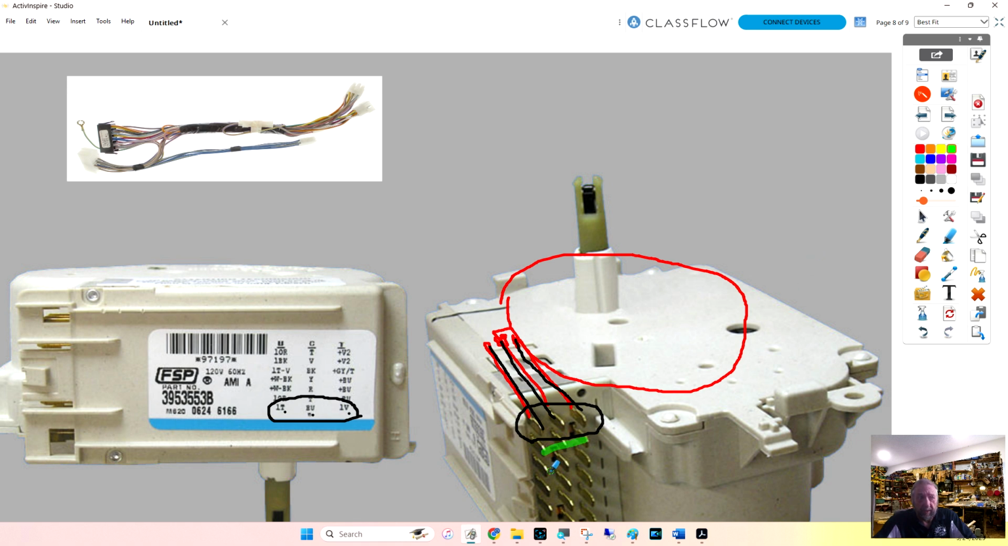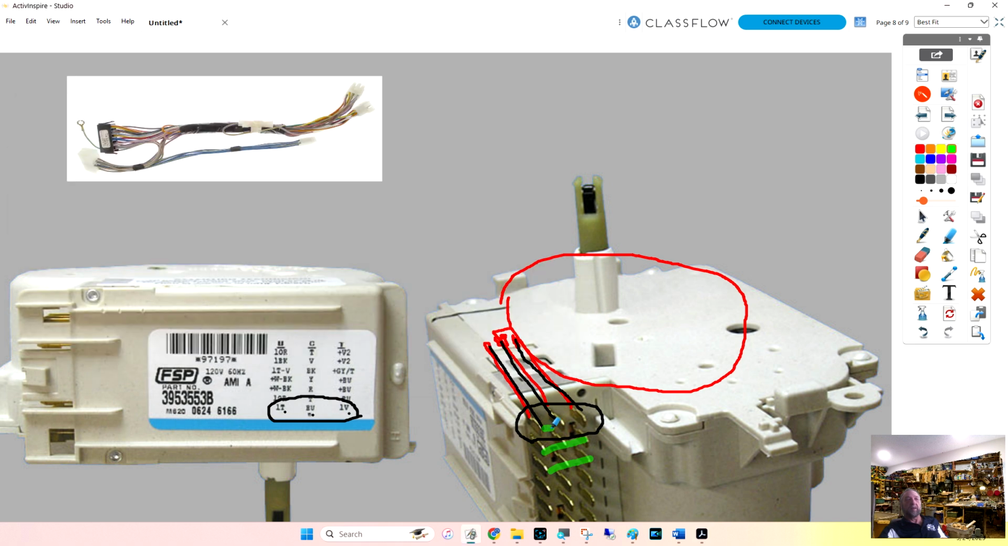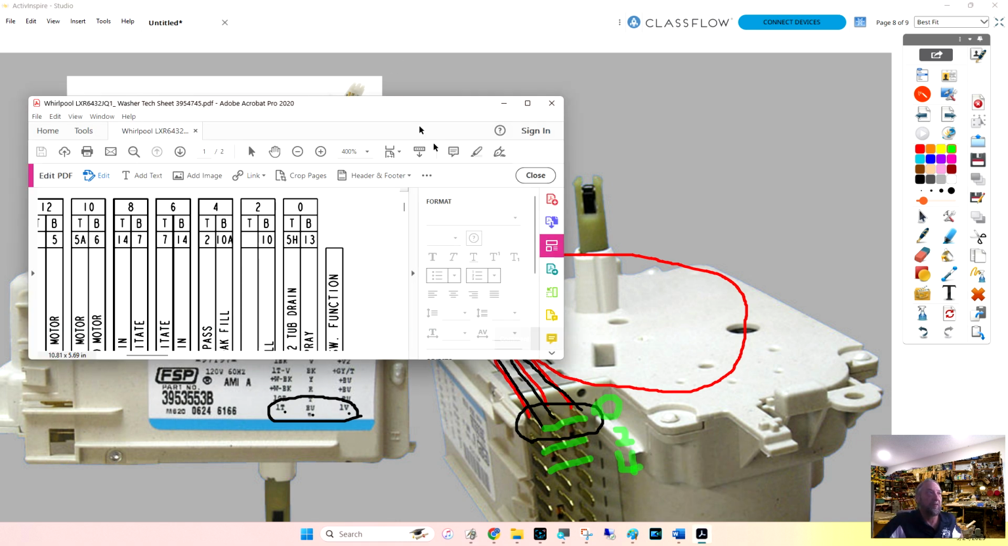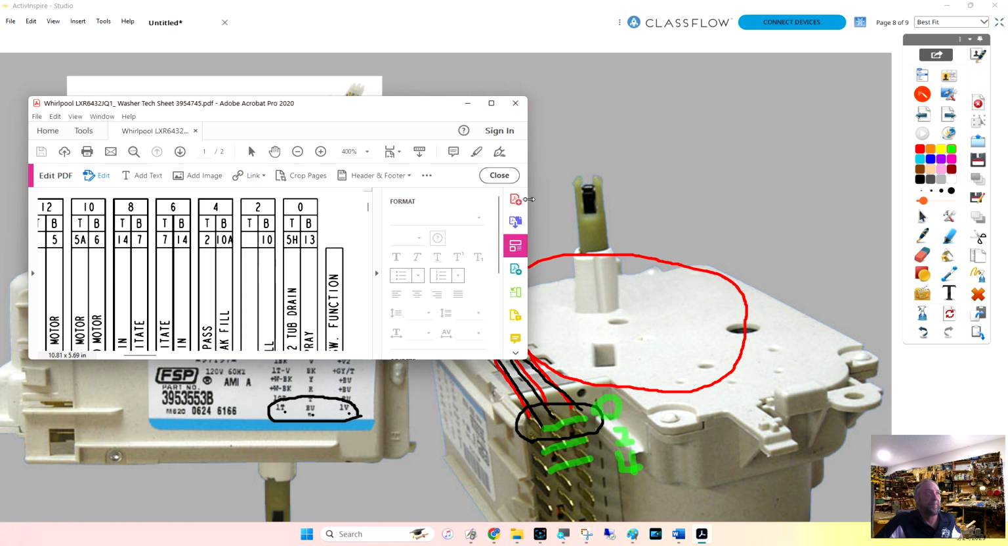The next one, what do you think the next cam would be? Is it 4? Yes, this is 0. This is 2. And this is 4. Why do we need to know this? So you can check the cam? The switches?